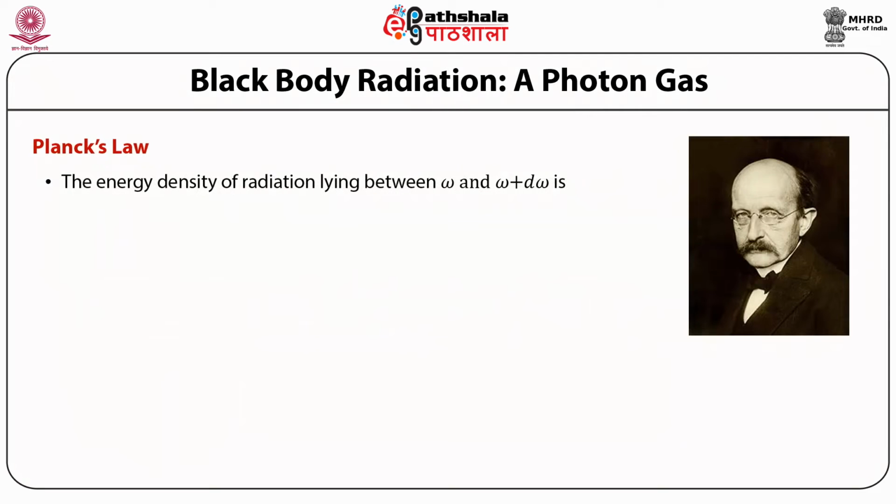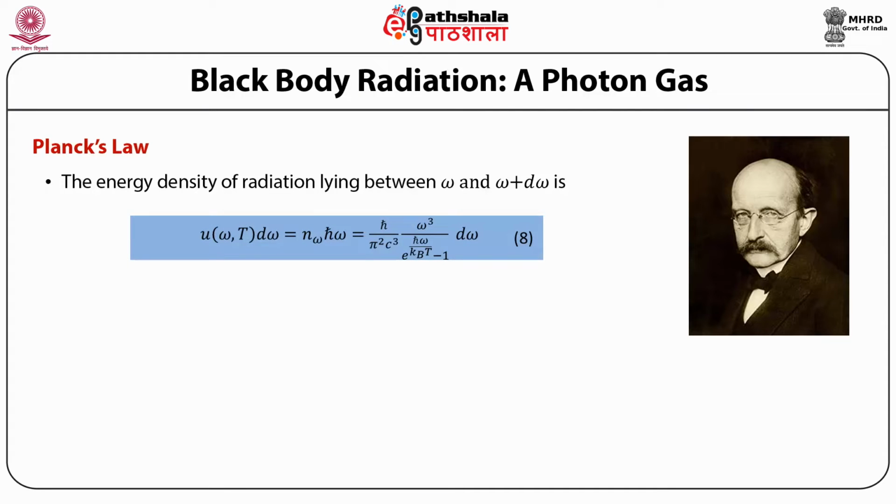The energy density of radiation lying between omega and omega plus d omega, u_omega(T) d omega, is equal to n_omega h bar omega, which is equal to h bar upon pi square c cube, omega cube upon e raised to power h bar omega by k_B T minus 1, into d omega. This is exactly Planck's formula.